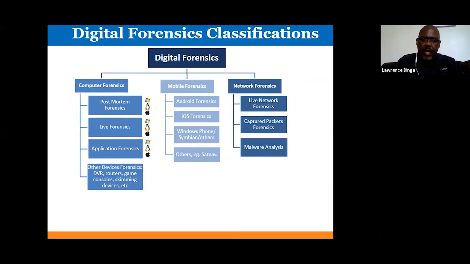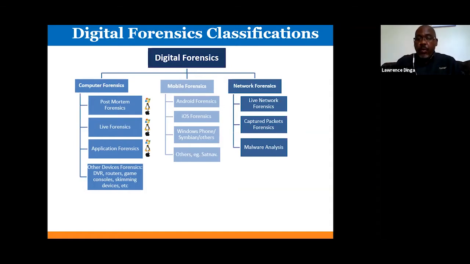Now, the other category is called network forensics. Network forensics is whereby you go to a place where the network is running, and you are able to capture packets, canvass the network, and analyze them to find what information they have. So that is what we call network forensics. We can do it live, or we can capture the packets and then analyze them afterwards.